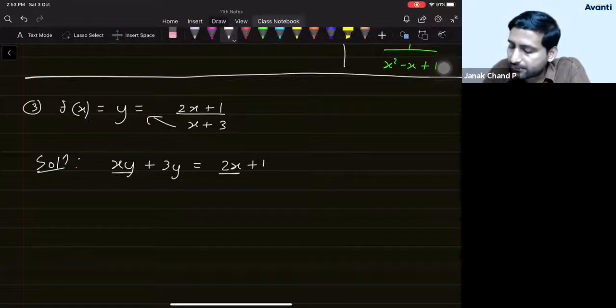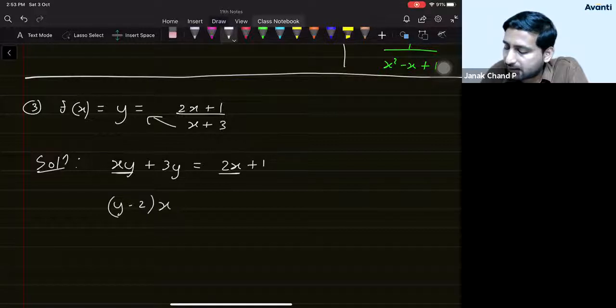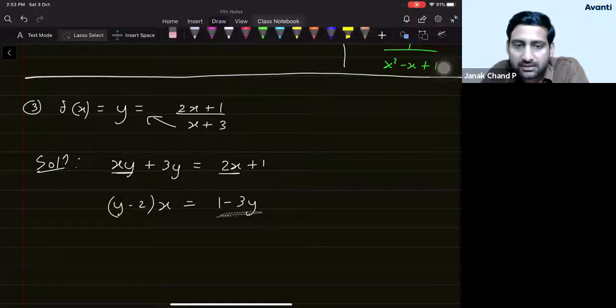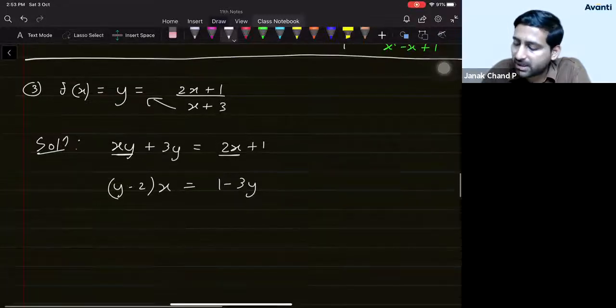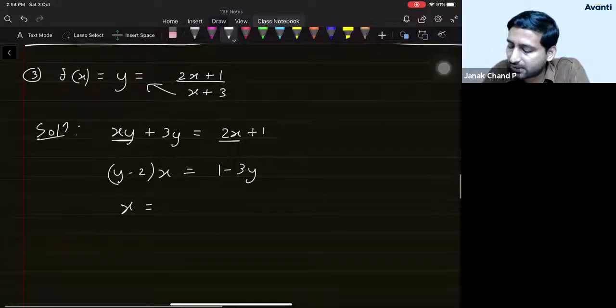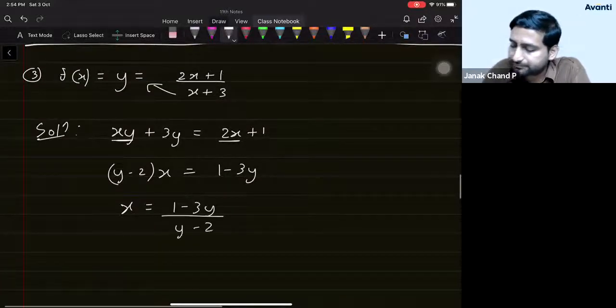Collect these two. What would you get? You will get (y minus 2) into x is equal to 1 minus 3y. Okay, this went on the other side. We took x common, and the left out term will be y minus 2. And if this comes on the other side, you get this. We wanted to separate out x. So you say x is equal to (1 minus 3y) divided by (y minus 2).